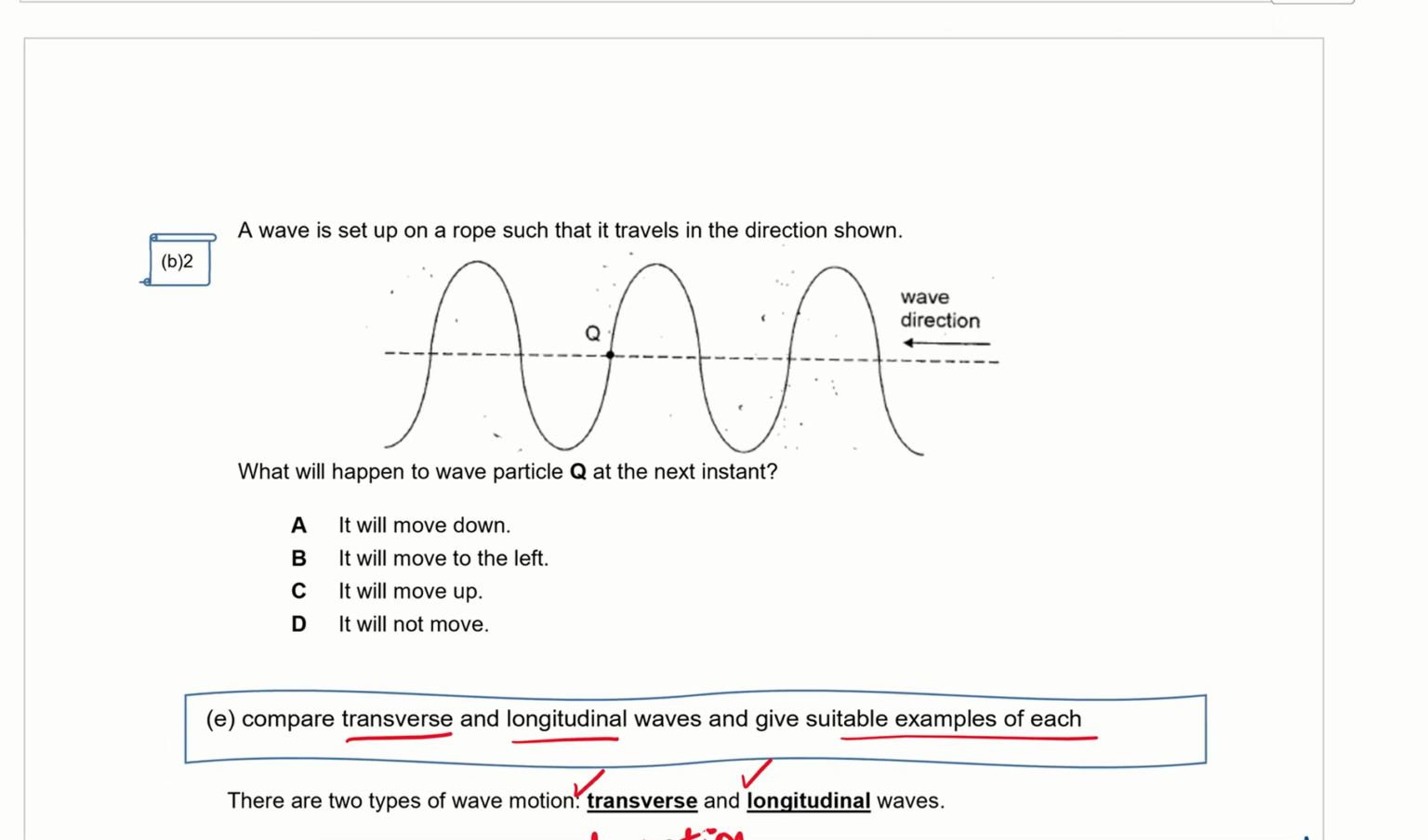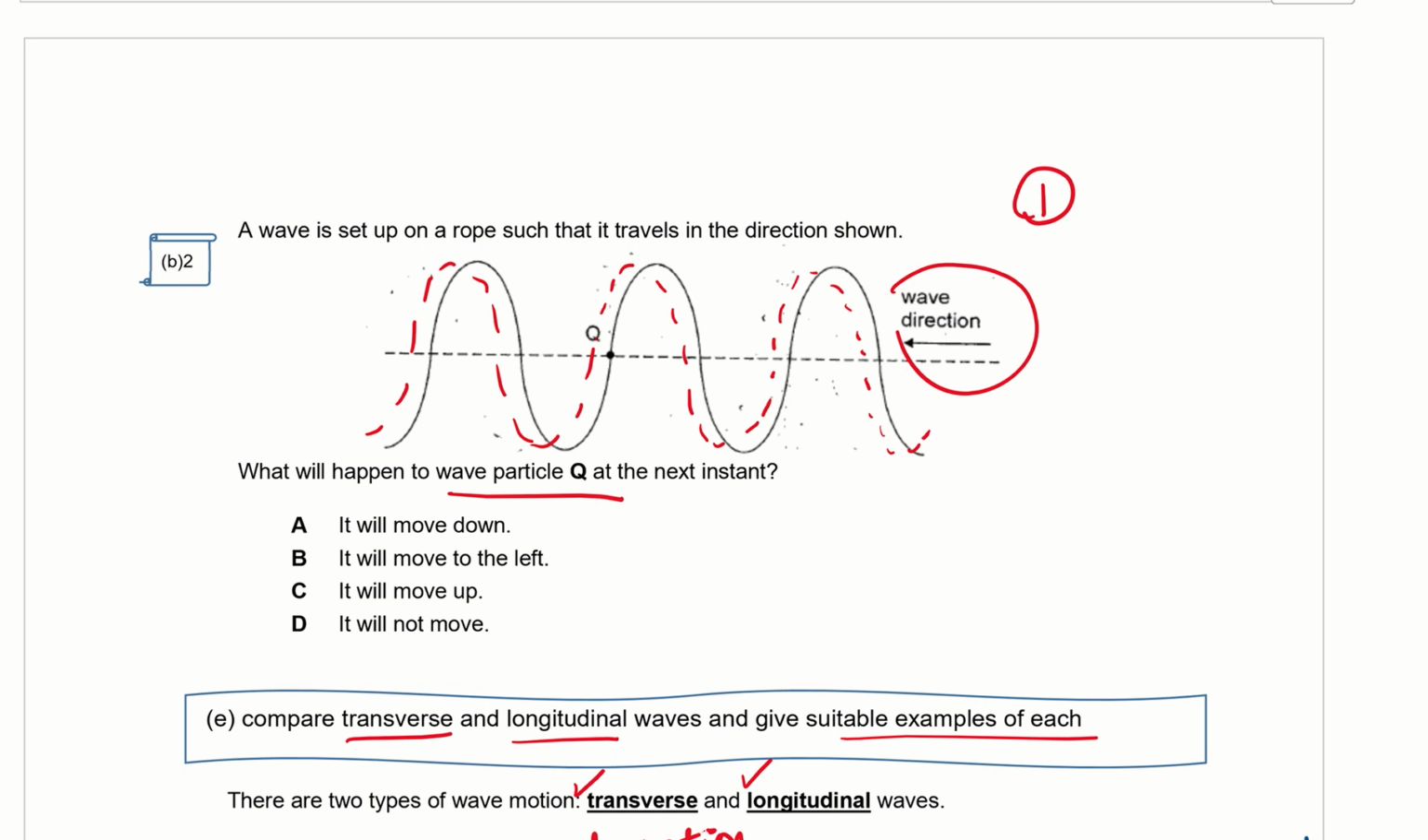Now B2, a wave is set on a rope such that it travels in a direction shown. So I purposely draw the wave direction from right to left. So now let's practice drawing the next wave. Something like that. A rough sketch will do. Just takes a little bit of practice. Okay, what happens to wave particle Q at the next instant? So step 1, we already drew the next wave, going from right to left, the dotted line.